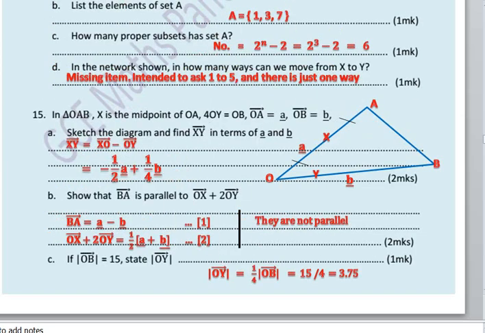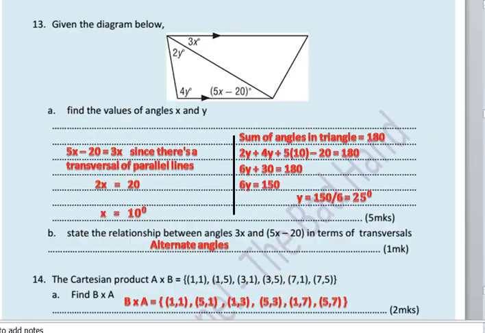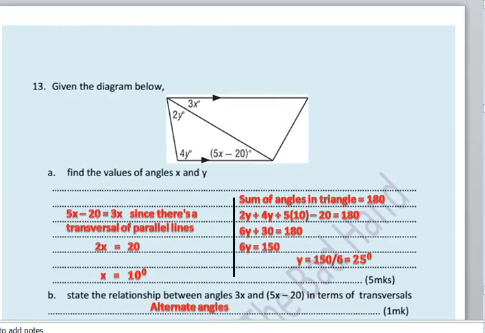Question 13. In question 13, we are given the diagram below, find the values of the angles x and y. Looking at this diagram, you can see that these two horizontal lines are parallel. You can see the arrows. And since they are parallel, this diagonal line moving from left to right here is actually a transversal of these two parallel lines.